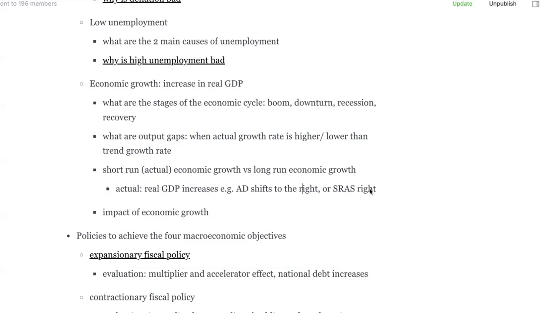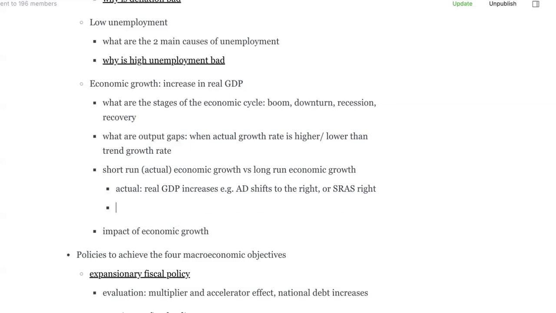Okay. And then the long run or the trend rate of growth is when LRAS or your productive potential increases. Basically meaning it's more like how much the economy is capable of producing at its maximum, not how much it's actually working at right now.